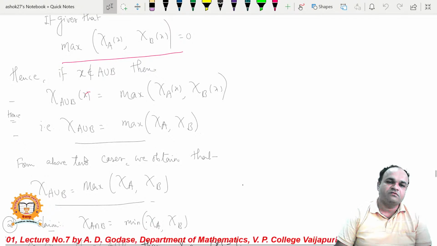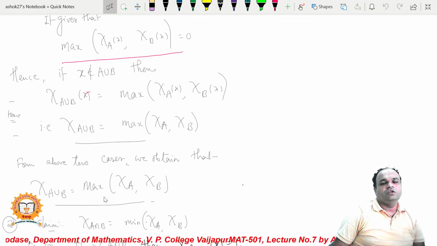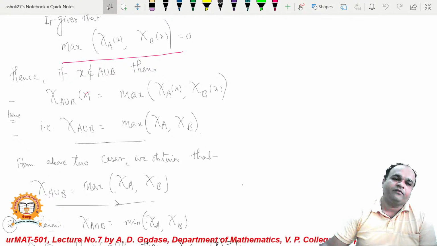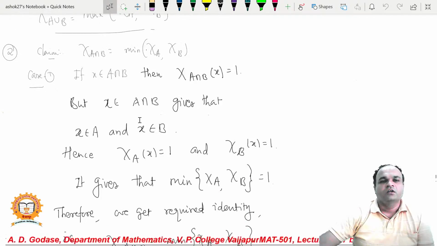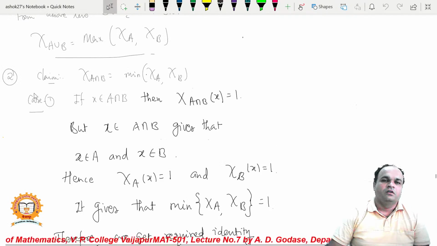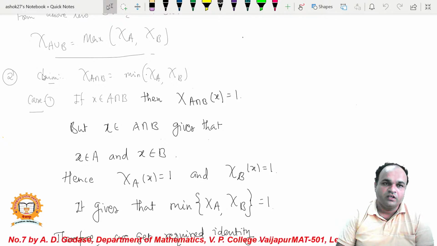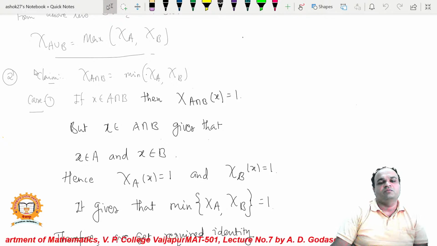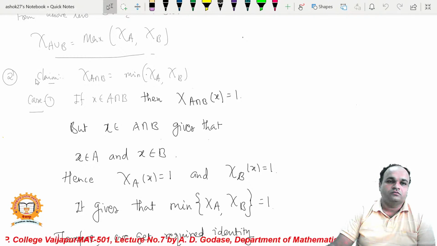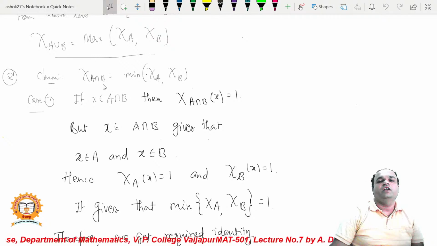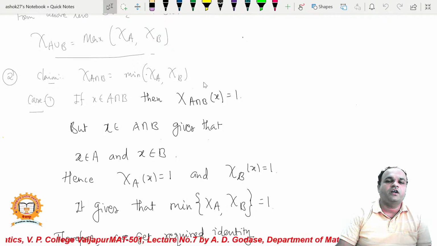Hence, in both cases, we proved chi of A union B equal to maximum of chi of A and chi of B. So, what is our second property? The proof of the second property up till now we have seen in lecture number 6. So, in this lecture, we'll prove the second property. What is the second property? Chi of A intersection B equal to minimum of chi of A and chi of B.